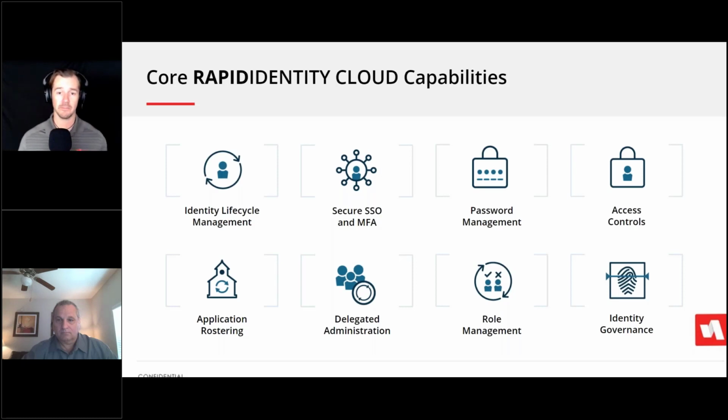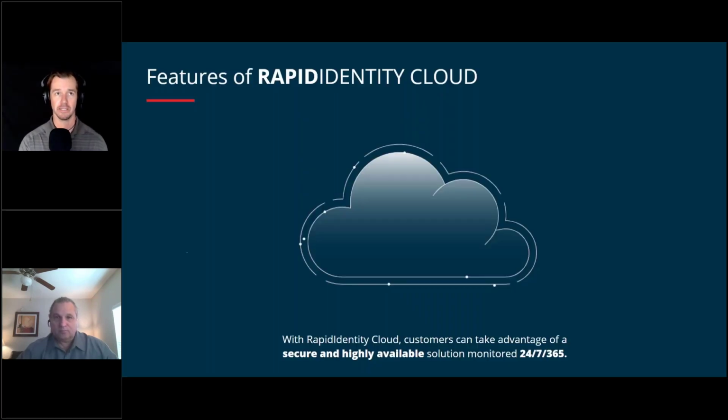Secure single sign-on and MFA, which we just touched on, password management, access controls, application rostering, delegated administration, role management, identity governance. All of these are the core capabilities of Rapid Identity Cloud and how we address your IAM needs. But again, what we have found is this is great from a cybersecurity standpoint, but the amount of contact that your users have with their digital resources provides a lot of really interesting data that makes it something that you can individualize and personalize if you focus on their identity.